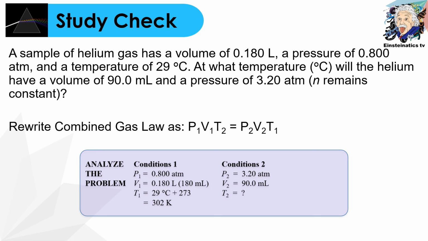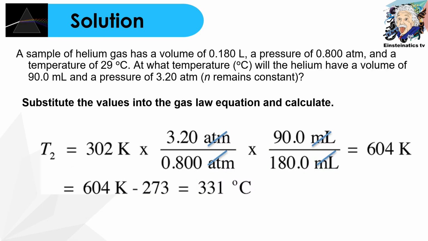Now, try to answer this one from what you have learned on the combined gas law. Using the given values, try to answer or solve for the final temperature. You may just pause the video while answering and press play to check kung tama ba yung sagot mo. So, the correct answer for this one is 331 degrees Celsius kasi it needs to be converted into degrees Celsius. Tama ba yung sagot mo? Keep up the good work.